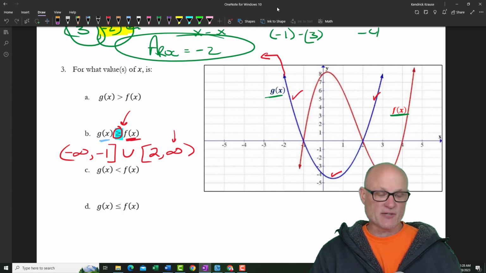Now, how does that differ from this one? Well, this one says, when is blue below?